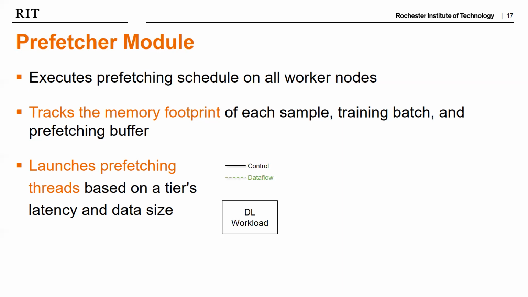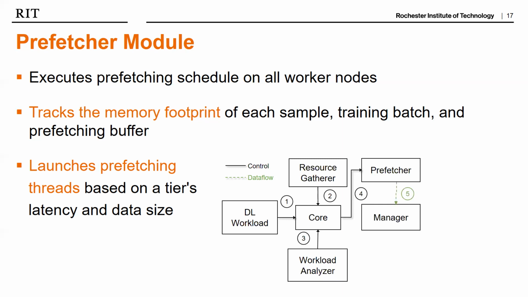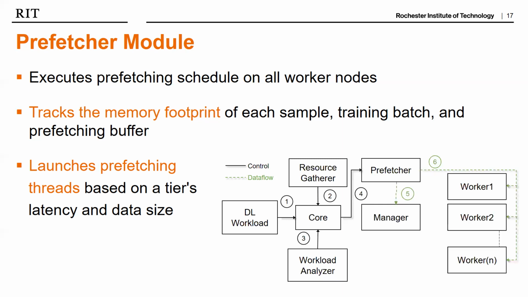So once the deep learning workload is submitted, it is the core module that gathers all the information from the resource gatherer and the workload analyzer to come up with a prefetching schedule that is shared with the prefetcher. The prefetcher then in turn executes the schedule on the manager as well as on all the worker nodes. And once substantial data has been prefetched, the deep learning workload information is sent to the manager, and then it executes them in return.